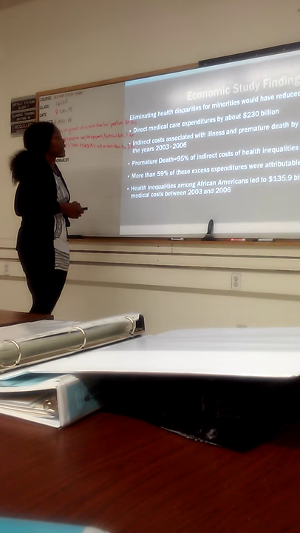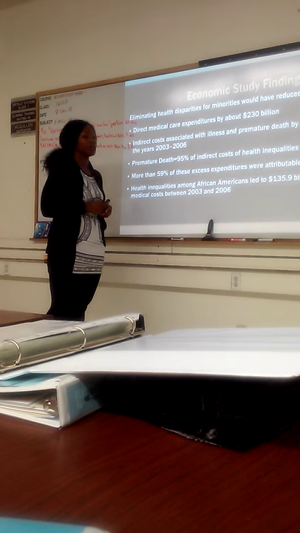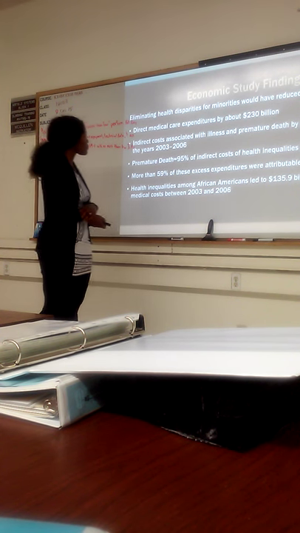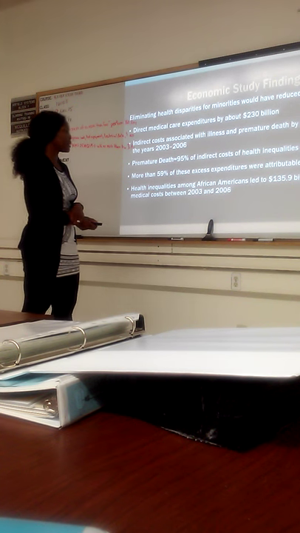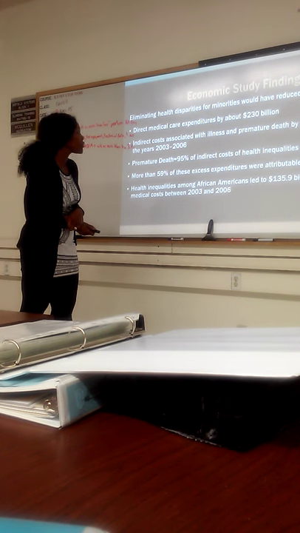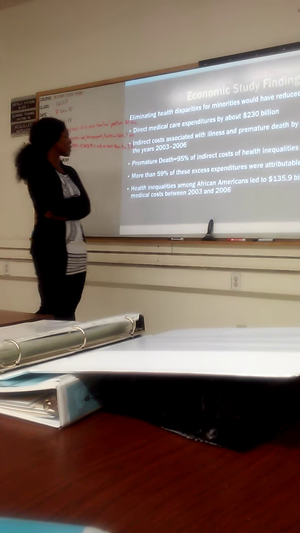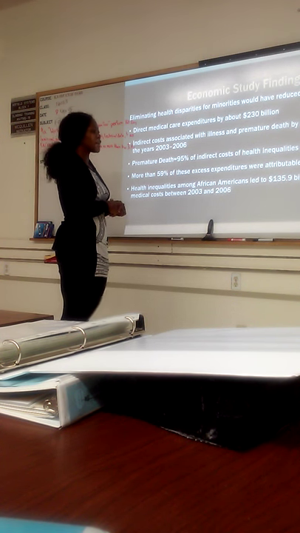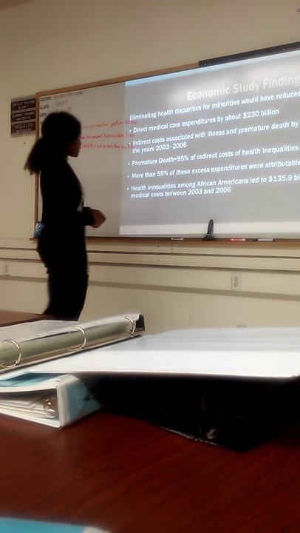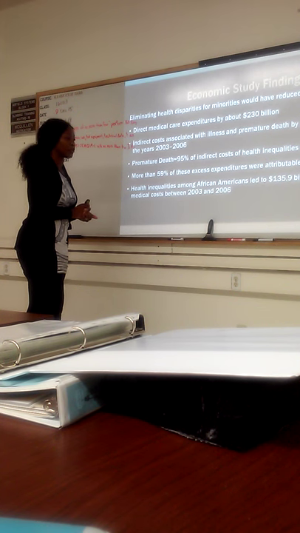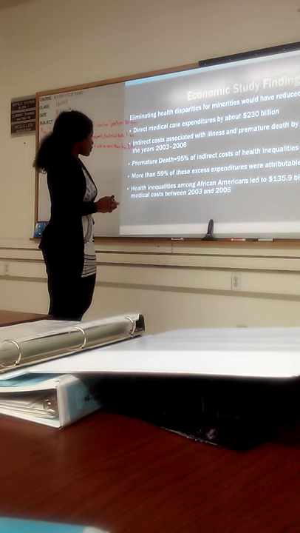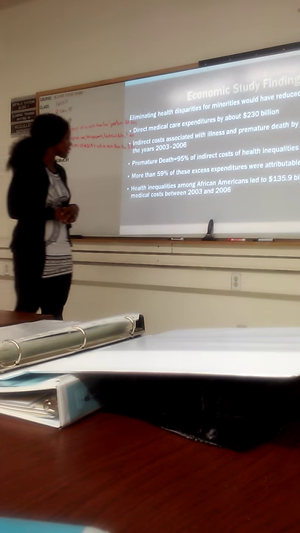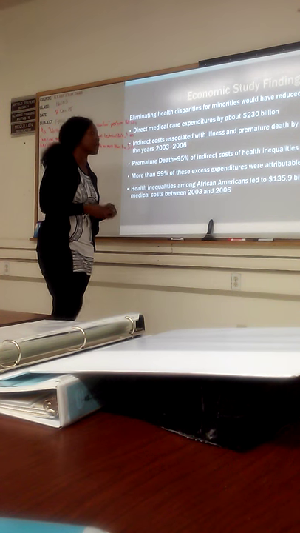The findings showed that if we were to eliminate healthcare disparities for minorities, the direct medical care expenditures would be about $230 billion. Indirect care costs associated with illness and premature death would be more than $1 trillion for the years 2003 to 2006. Premature death accounted for 95% of indirect costs of health inequalities, which equals $957.5 billion. More than 59% of these excess expenditures were attributed to African Americans. Health inequalities among African Americans led to $135.9 billion in excess direct medical costs between 2003 and 2006.